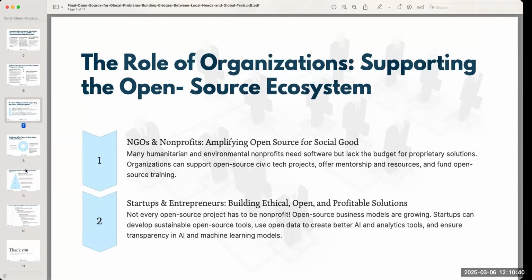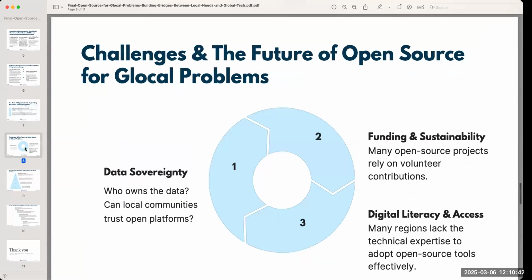And then the last part of it is the challenges and the future of open source for local problems. I think some of the challenges in scaling open source solutions are data sovereignty. The question is always around who owns the data. Can local communities trust open platforms? There's always a question about funding and sustainability, because many open source projects rely on volunteer contributors around the world. And really, how sustainable can that be?